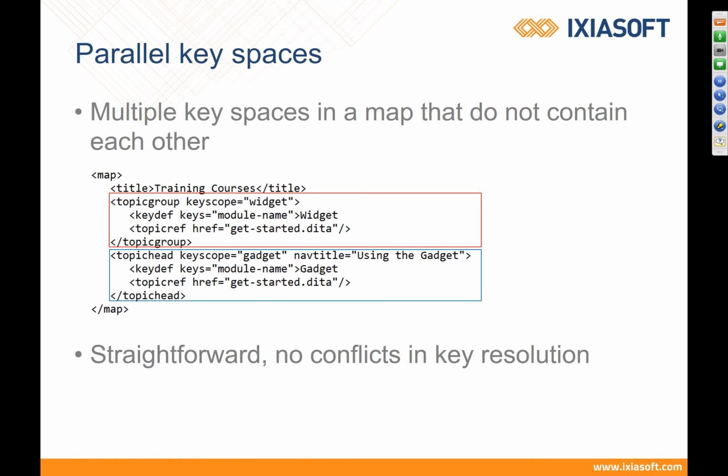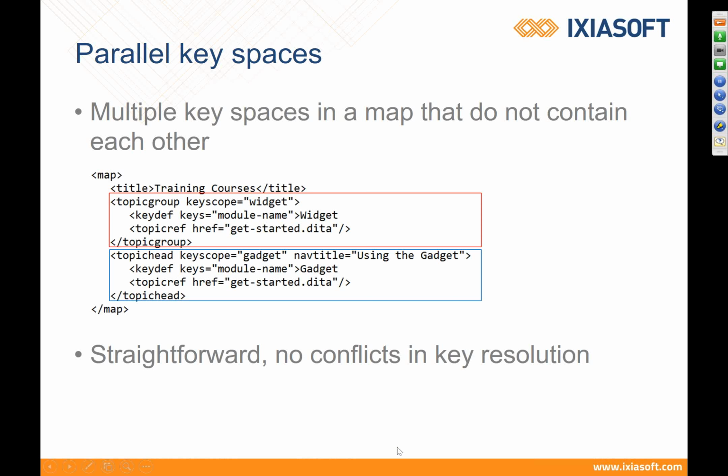So parallel key spaces would be multiple key spaces in a map that don't contain or overlap with each other. So here's a map with two parallel key spaces in it. The first key space is the topic group. It's the key space widget. Here's that fence. Then there is a sibling to topic group, which is topic head. It is the gadget key space. There's the fence around that. Notice there's no overlap. These two are both sibling, child key spaces in the root map.